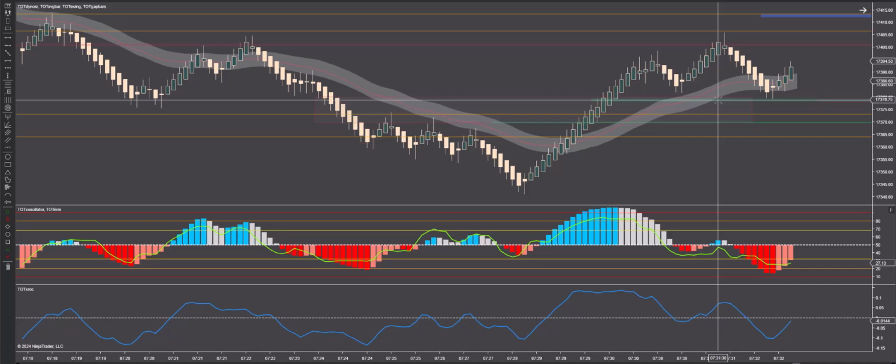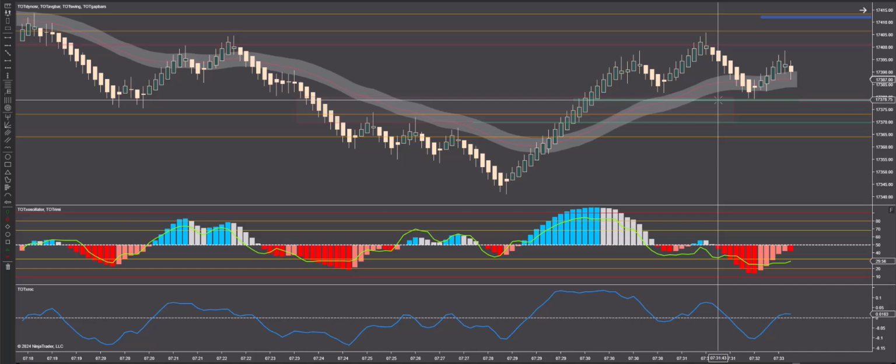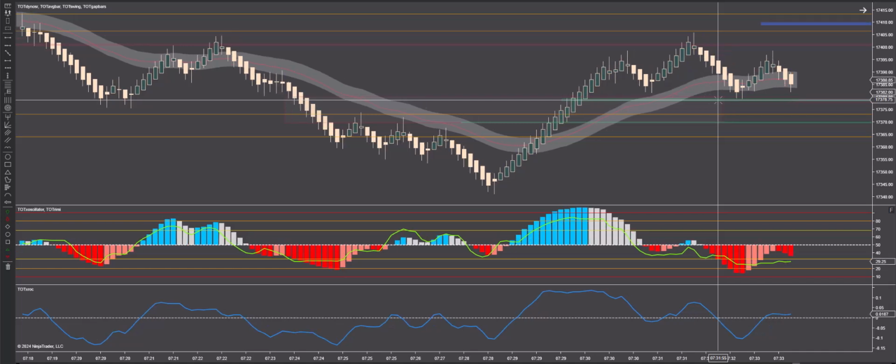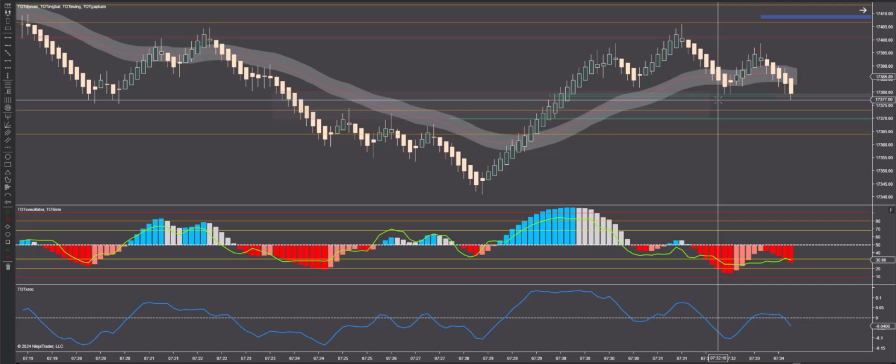And we get our first full body there, but no turn, so no buy trade. Even though we're above the highway, we're still below. A lot of profit taking, it looks like.